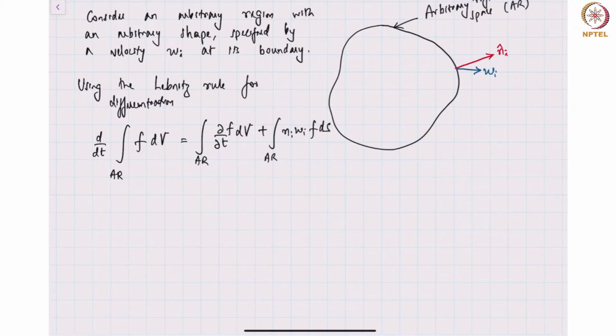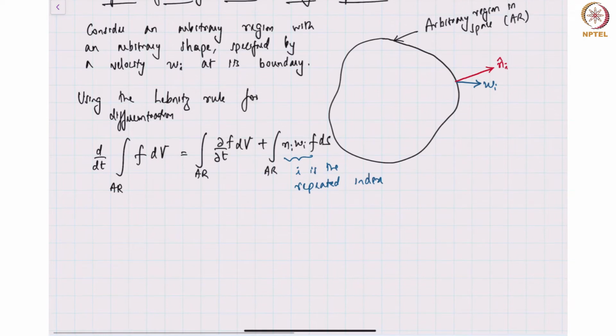Again, notice that i is a repeated index. I've just written f without any index, so I'm referring to a scalar. Okay. So what it's saying is the total change of this quantity f inside the boundary is related to local changes at a given point integrated over the whole volume plus changes that happen over the boundary.